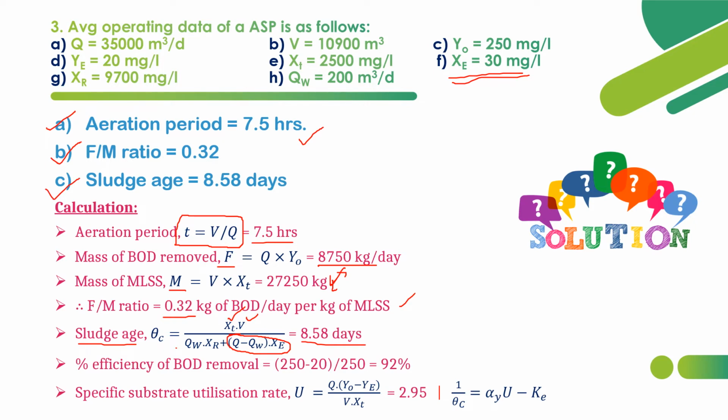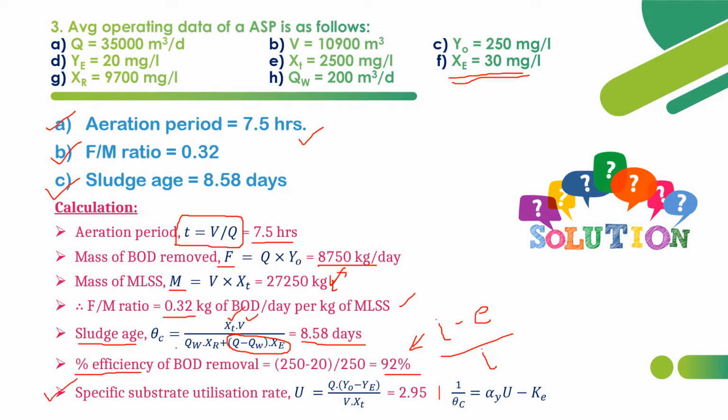Now option D is percentage efficiency. So percentage efficiency of BOD removal is influent BOD minus effluent BOD, Y naught minus Ye, divided by influent BOD. That will give the answer as 92%, but in the option they have given 75%. So that's why option D is wrong. The correct value is 92% efficiency.